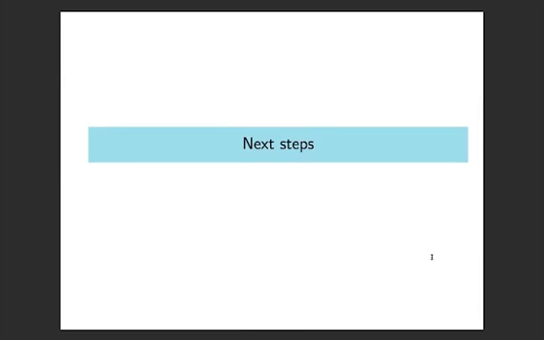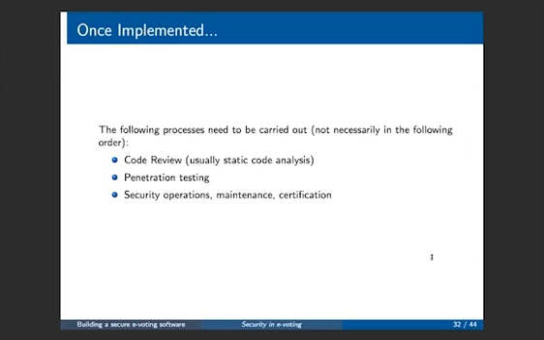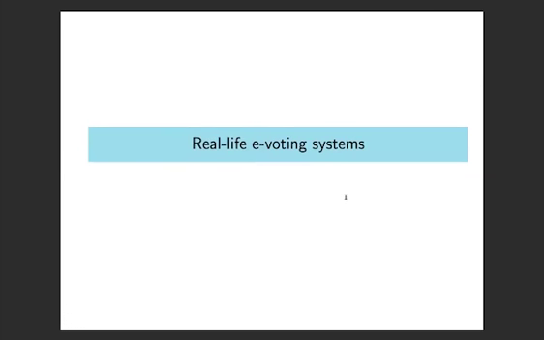So now, somehow we are, let's say, done with the cryptographic part. Once all the software is built, of course, we are not done. If we care about security of an election, we are still expecting these processes to take place, not necessarily in this order: some code reviews, which usually is static code analysis, but it can also be dynamic code analysis, penetration testing, some security operations involved, maintenance, certification, and so on. So there are many things that we need to be careful about in these processes, and it's really, really difficult.